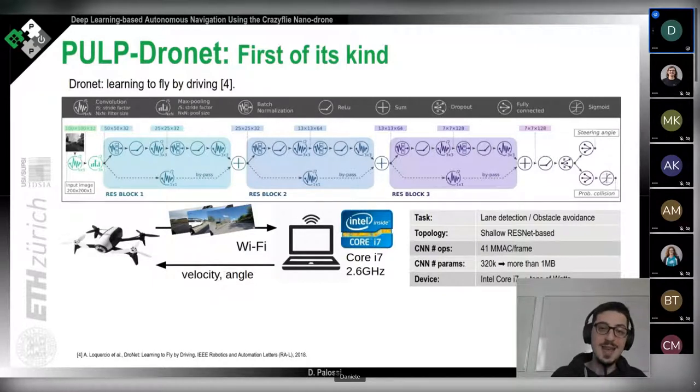And what the CNN is doing, given one front-looking image, is predicting two outputs: a steering angle to solve the task of lane detection, so to keep the lane like an autonomous driving car, and a probability of collision to prevent a collision with both static and dynamic obstacles that might appear in front of the robot, of the drone. The setup that they used at that time was a remote laptop streaming images, performing the computation on a powerful Intel i7 CPU, and closing the loop, providing the drone forward velocity and steering angle.